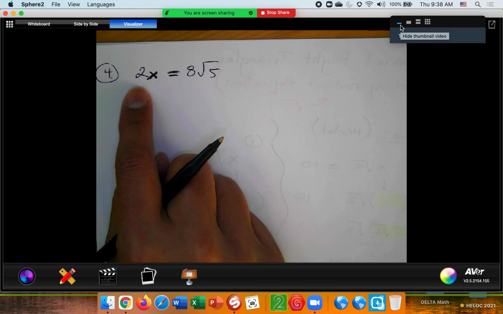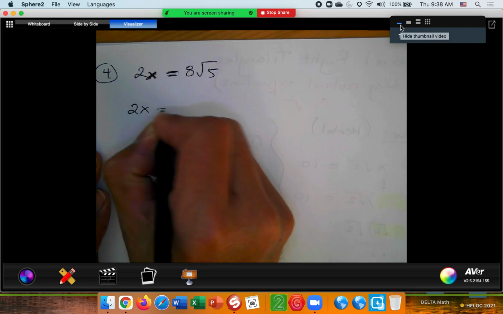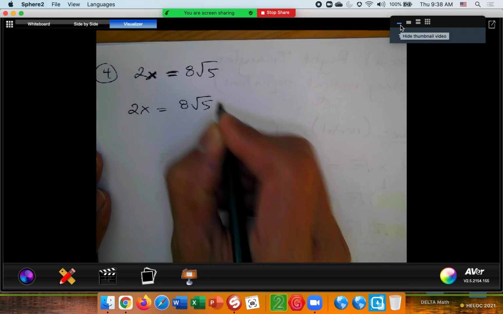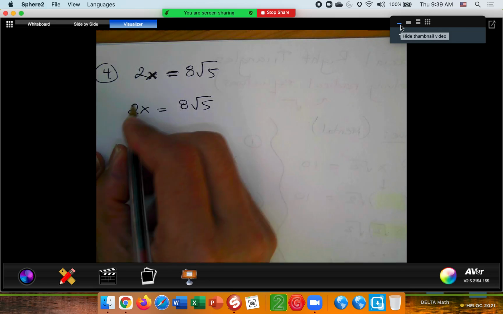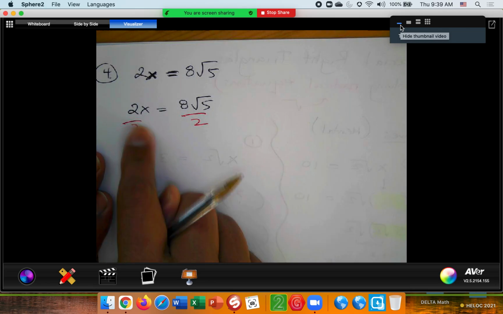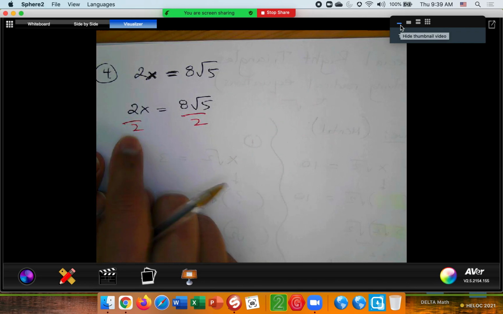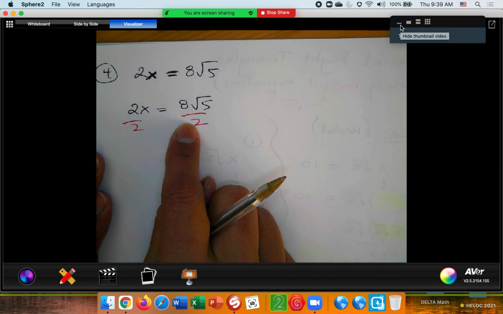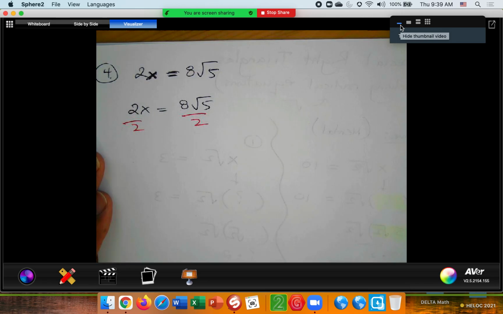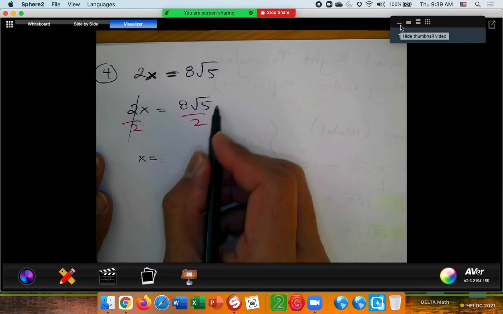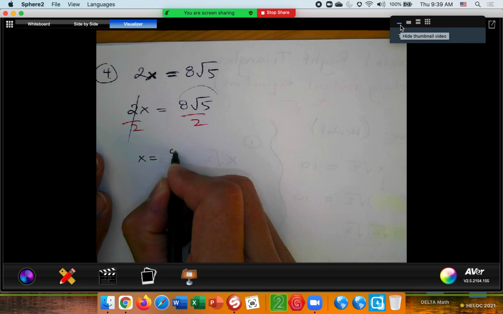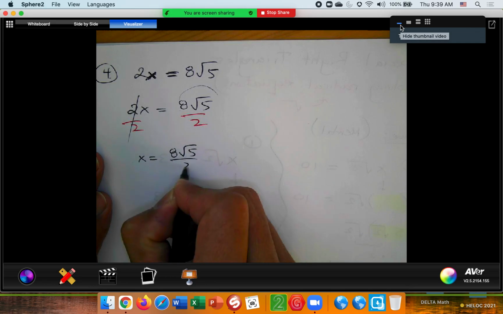Can I undo this 2 right here? Yeah. What are your steps here to just get x by itself? Divide by what? Divide this by 2. If I divide anything on this side by 2, I've got to divide everything on this side by 2. Right? So your answer is going to be this. X is equal to 8 root 5 over 2.